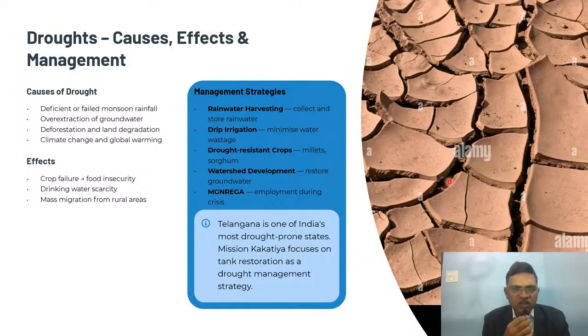So these are droughts: causes, effects, and management. Okay, I hope you are listening with me. Then we'll go to the next slide.